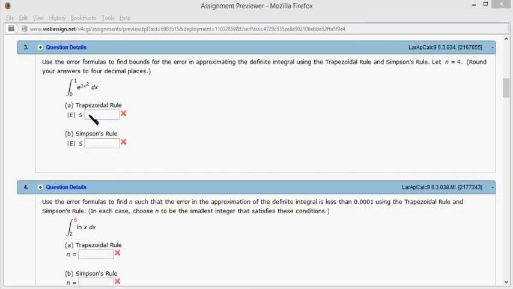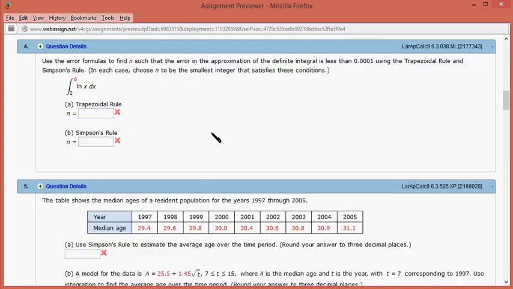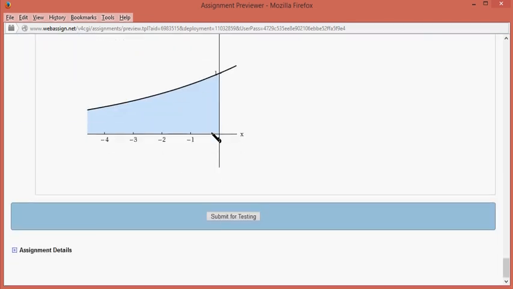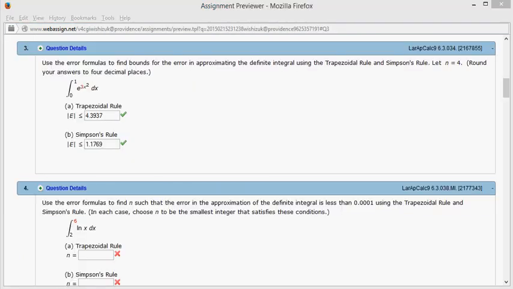So let's type these in and see what happens. The value we got for the trapezoid rule was 4.3937, and for Simpson's rule it is 1.1769. Let's go down and submit for testing. It came back and looks like we got this one correctly. Alright, that's it. I hope that this was clear.